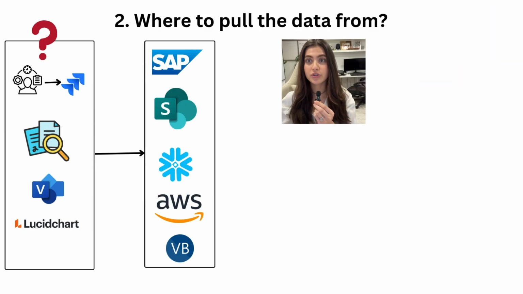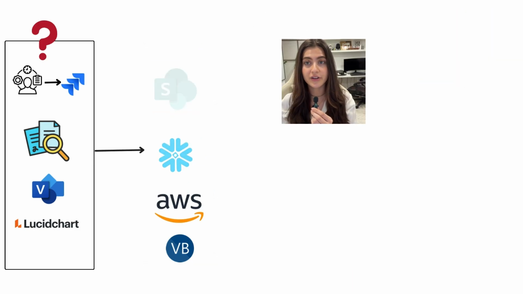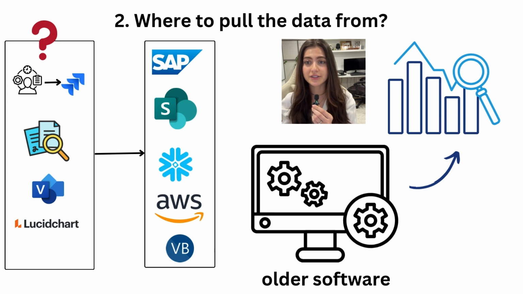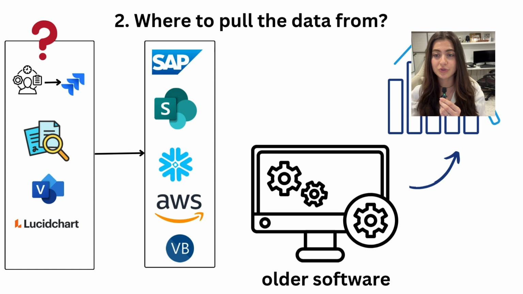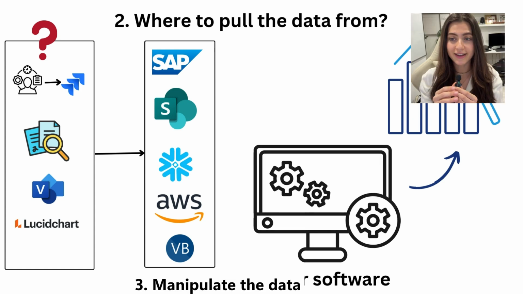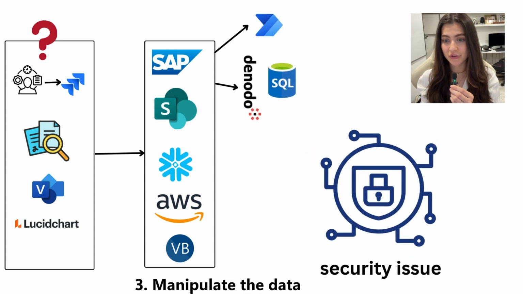Then also, when you figured all this out, you have to figure out where to pull the data from. It could be an old software and the data is still relevant and people are still using it and you want to pull this out. Sometimes there's also a problem of security, so you do need to use something like Denodo to pull that data. Then you can plug it into SQL, and sometimes you can look at it first in Excel.